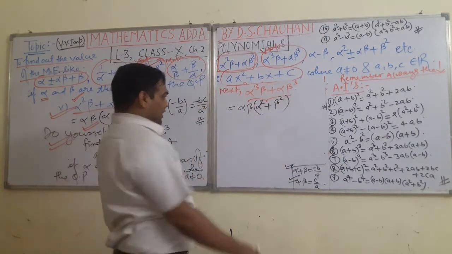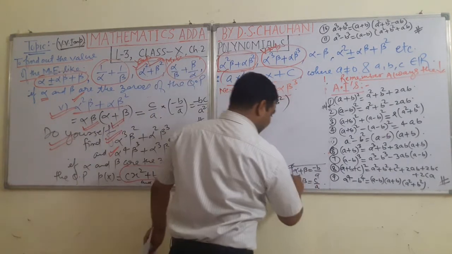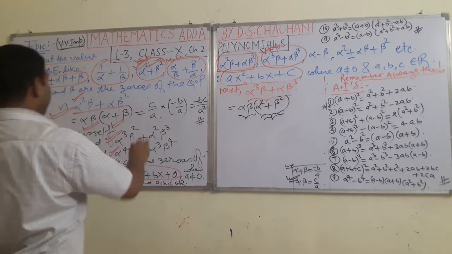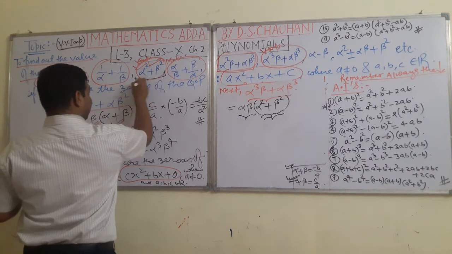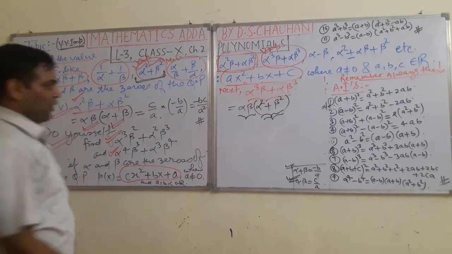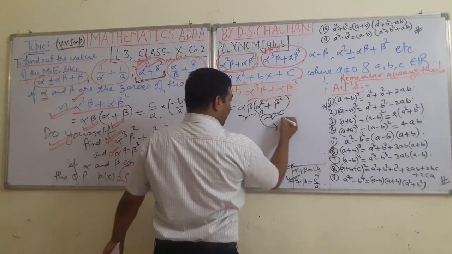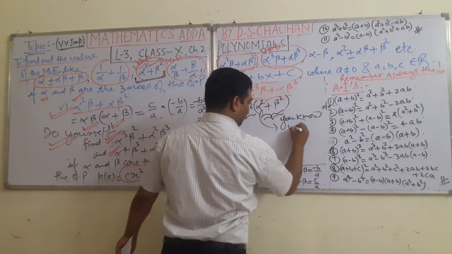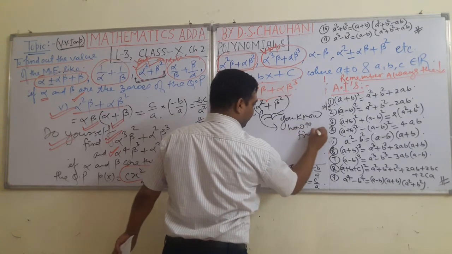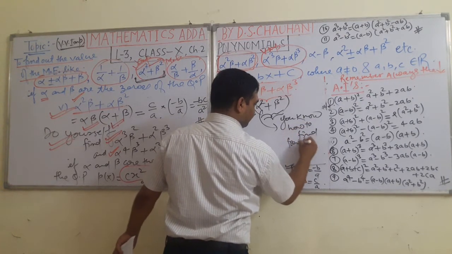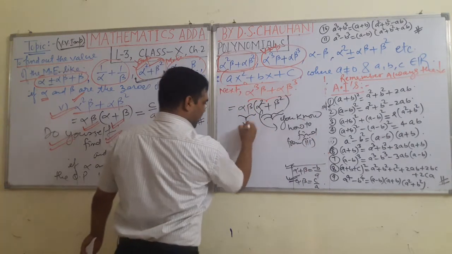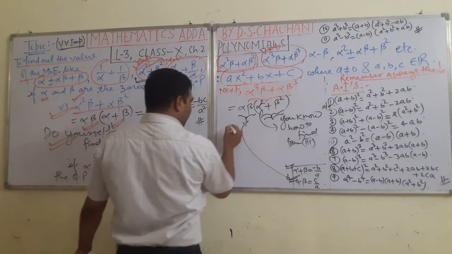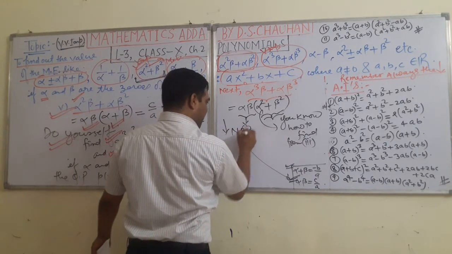no need to worry. This is what? The product of the zeros, this one, and this is alpha square plus beta square, which you have found in the third question easily. So you know how to find it from the third, and this is already here. So this problem now I am leaving for you. Now do it yourself.